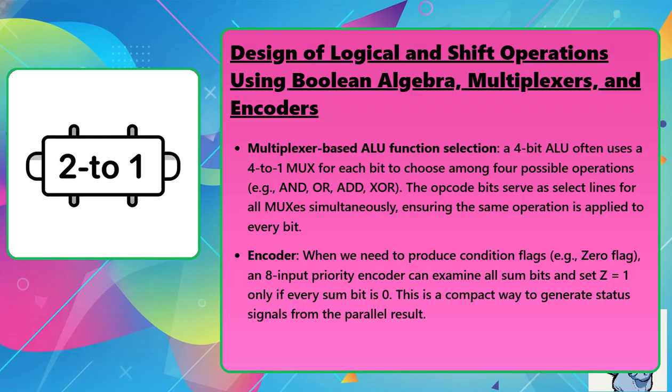Encoder. When we need to produce condition flags, for example, the zero flag, an 8-input priority encoder can examine all sum bits and set Z equal to 1 only if every sum bit is 0. This is a compact way to generate status signals from the parallel result.